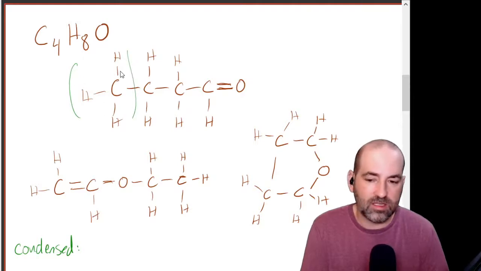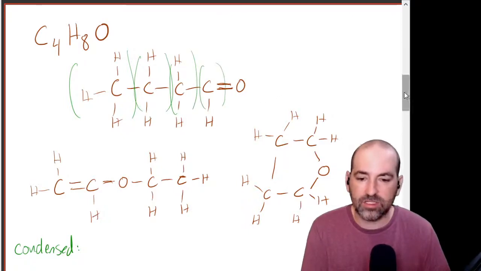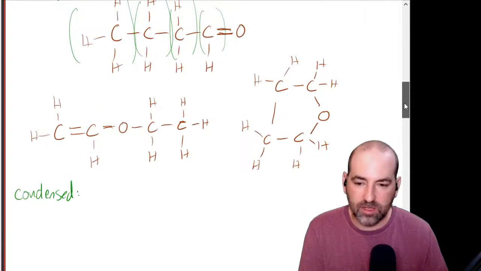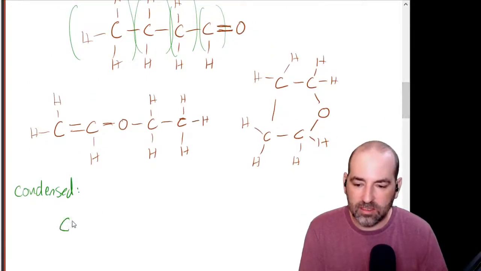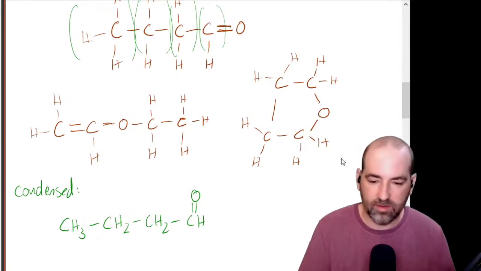So we can say this is a C with 3 H's. This is a C with 2 H's. This is a C with 2 H's. This is a C with 1 H and an oxygen. So to condense that down, we might take that top structure there and we might draw it as CH3, CH2, CH2, CH, and then have that double bond to the oxygen. And it could go either direction, something like that.